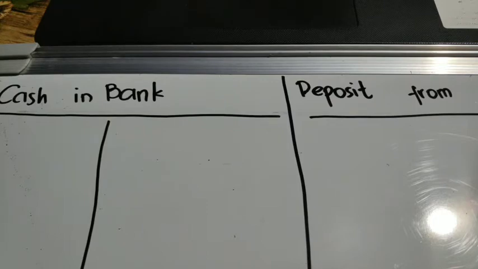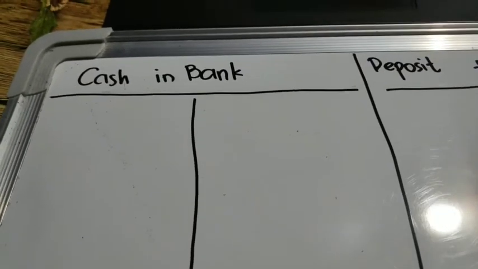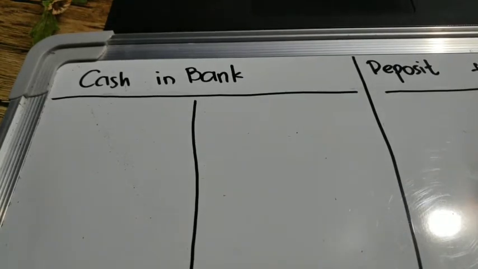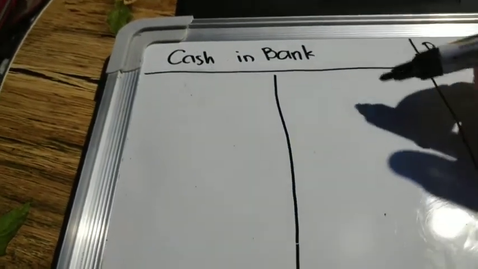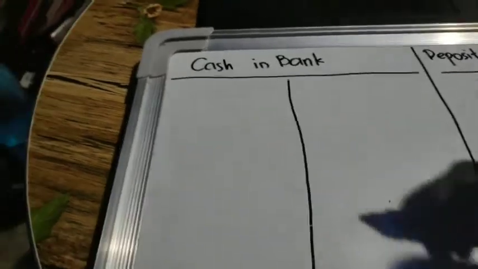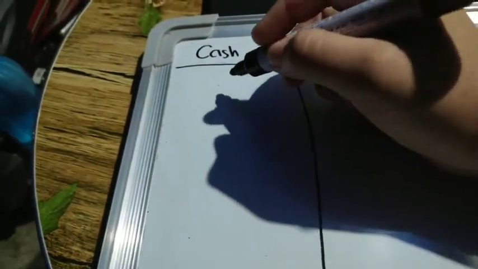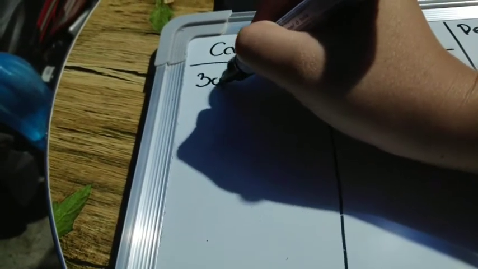So, according to the problem, the company had received 300,000 from a customer. For the side of the company, this is the debit and this is the credit. When the company receives a payment, it comes into the company. So, it is a debit. You put 300,000 there.